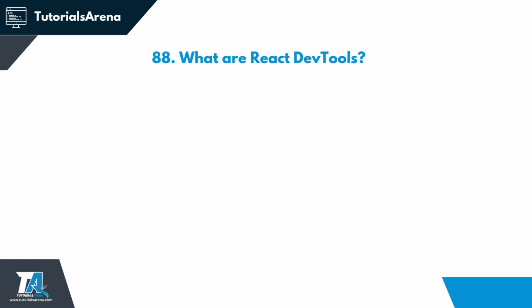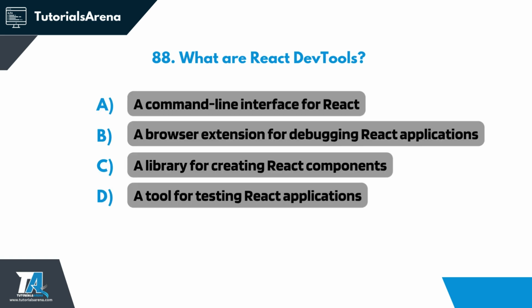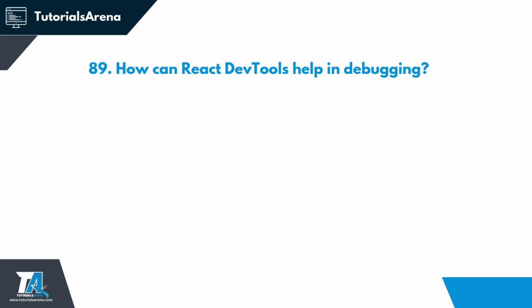Question 88. What are React Dev Tools? The options are option A, a command line interface for React. Option B, a browser extension for debugging React applications. Option C, a library for creating React components. Option D, a tool for testing React applications. The correct answer is option B, a browser extension for debugging React applications. Moving on to the next question.